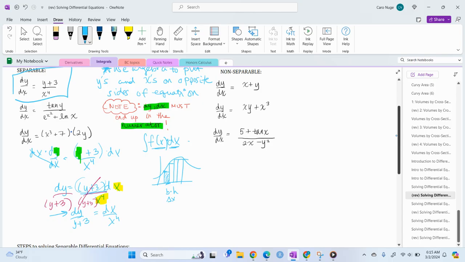Here's other separable ones. You could do some manipulation to get the x's together and get the y's together on opposite sides. So take a look at these and think about how you would move those.